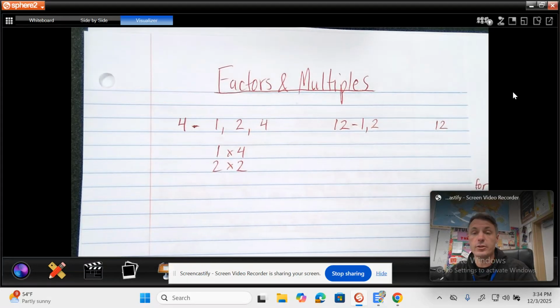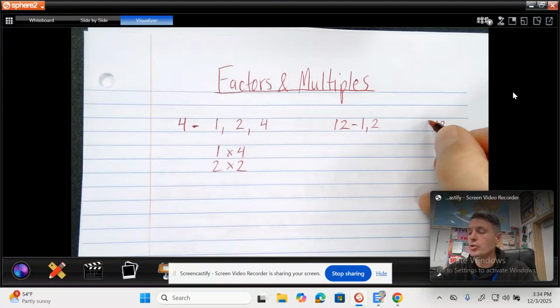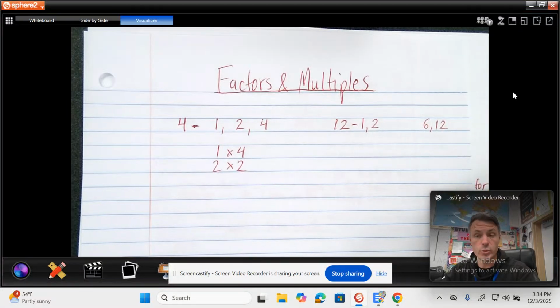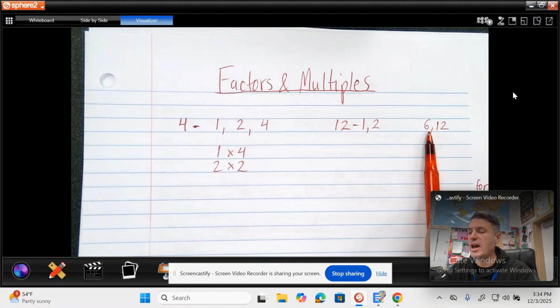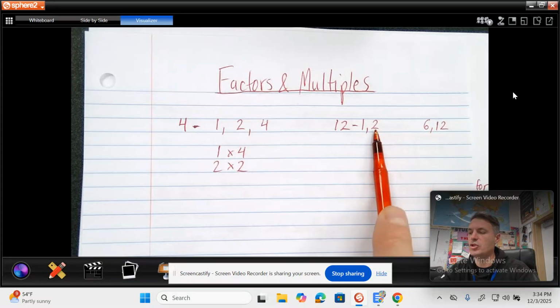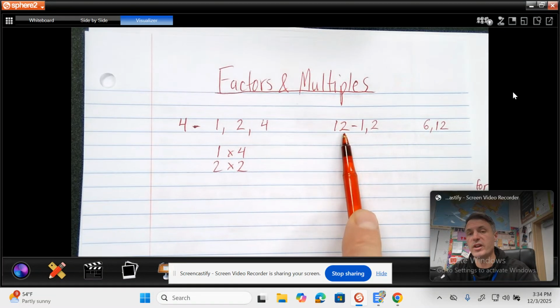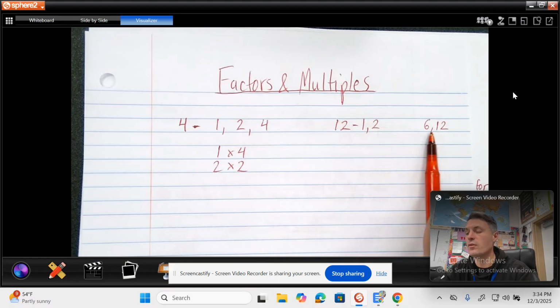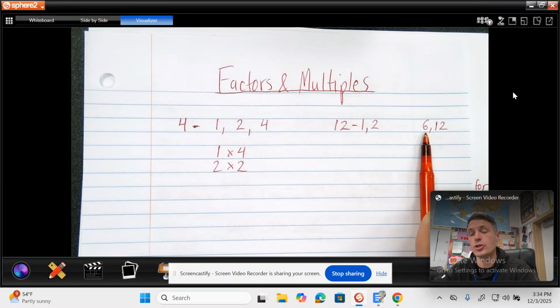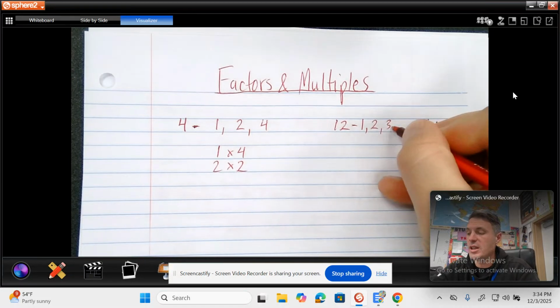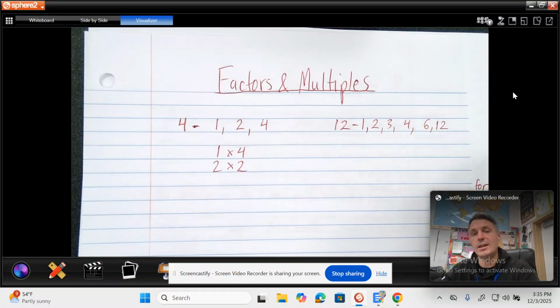2 is also a factor of 12. Why? Because 2 times 6 equals 12. And whenever you have the number that times 2 equals the number you're finding factors of, that'll always be the second biggest factor of each number. And then we also know 3 times 4 equals 12.